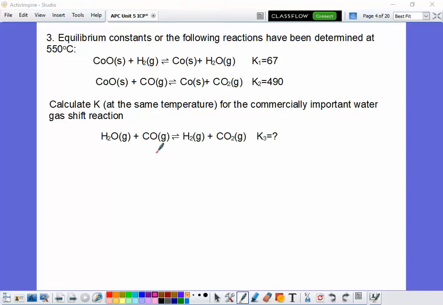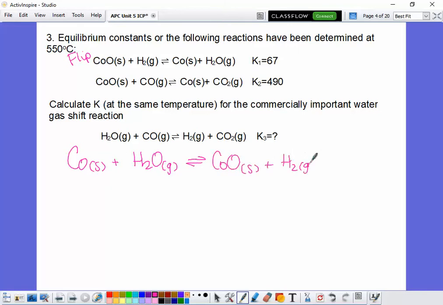Okay, we're going to have to flip one of them. Which one are we going to have to flip? The first one, because we want H2O as a reactant, and it's a product in the first equation. So let's flip this first equation. When we do that, we get cobalt, which is a solid, plus H2O, which is a gas, goes to cobalt oxide, solid, plus hydrogen, gas.